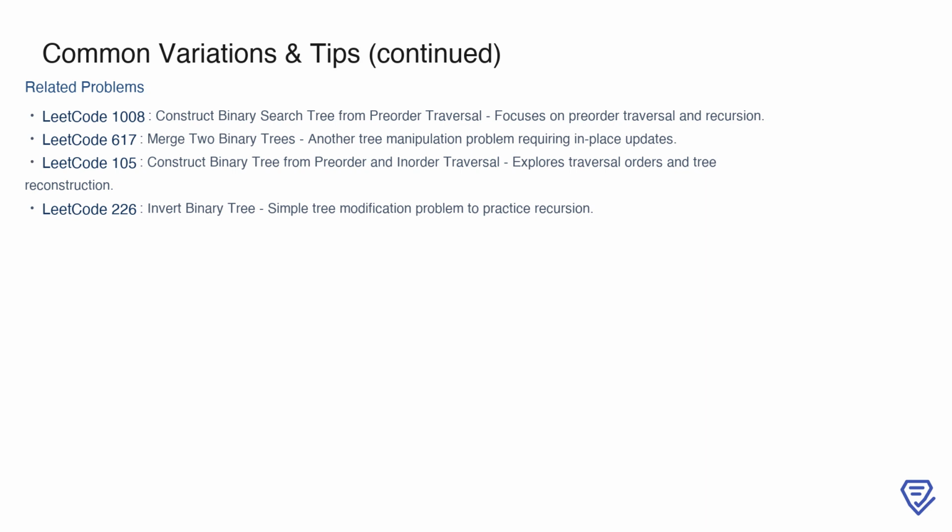Similarly, LeetCode 105, which focuses on constructing a binary tree from pre-order and in-order traversal, highlights techniques for reconstructing trees based on traversal orders. Lastly, LeetCode 226, where the task is to invert a binary tree, is a simpler modification problem that serves as good practice for recursive tree manipulation. Exploring these problems can deepen your understanding of the patterns and techniques required for this type of question.